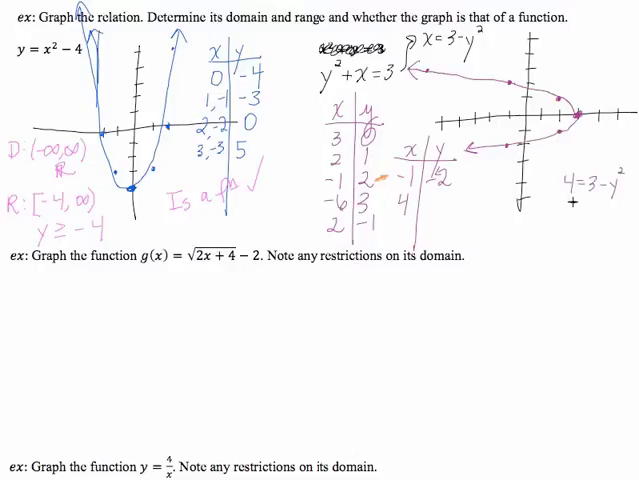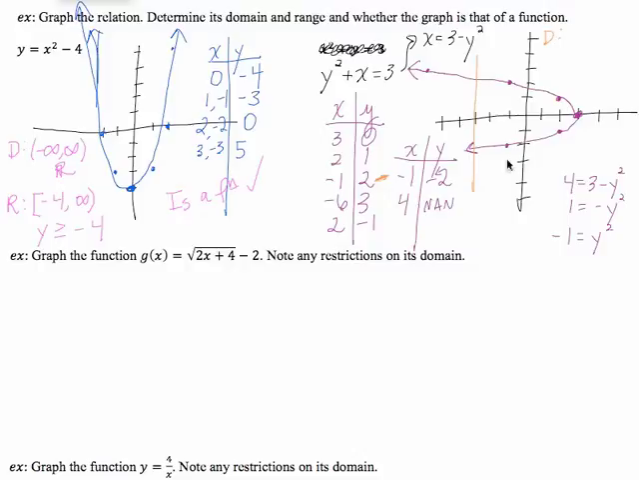If I subtract 3 from both sides, I have 1 equals negative y squared. Multiply both sides by negative 1 to get negative 1 equals y squared. Well, that has no solution because no number squared will ever be negative. So there's nothing out here.